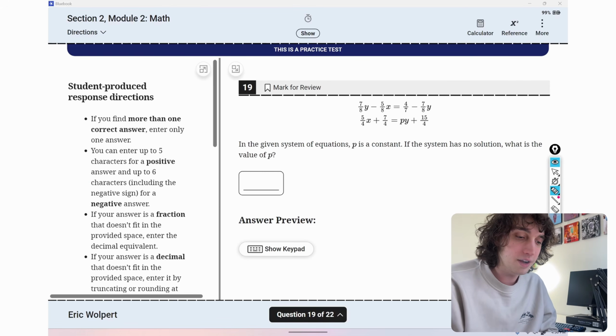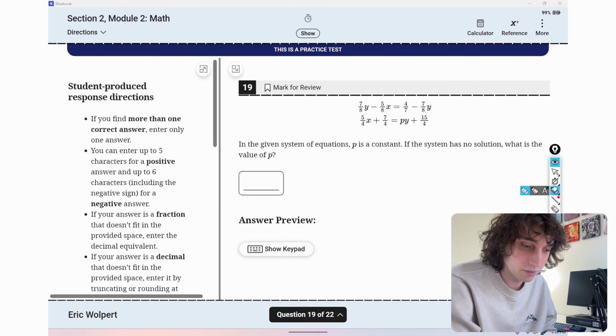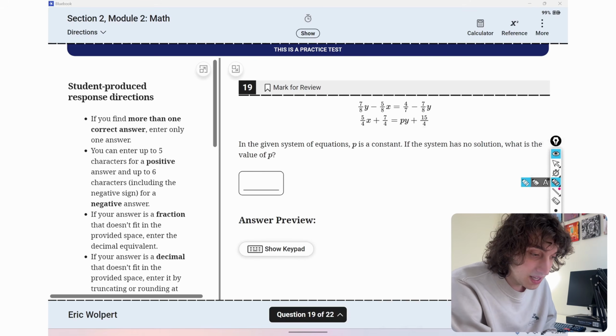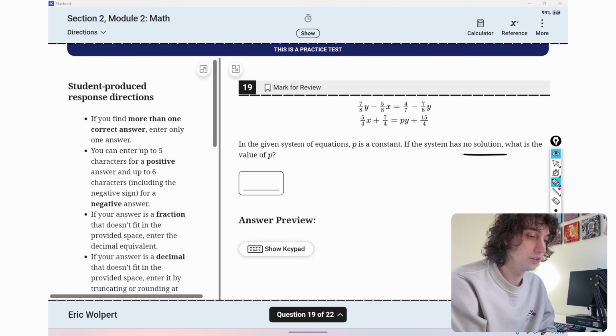Question number 19. Now we're done with all the fake baby problems. We're getting to the real problems. In a given system of equations, p is a constant. If the system has no solution, what is the value of p?